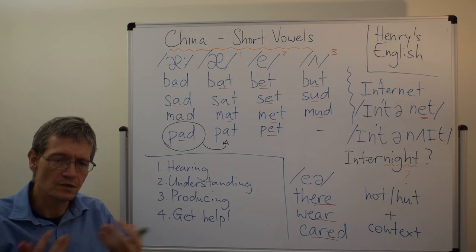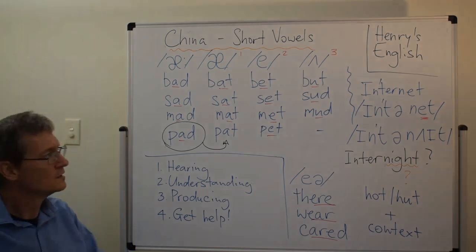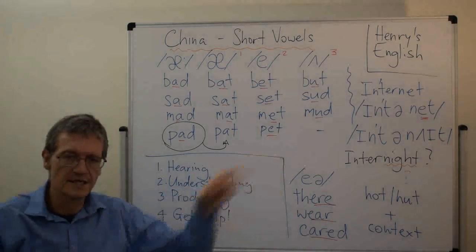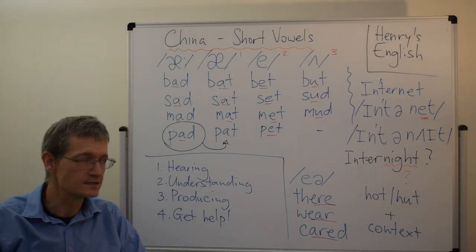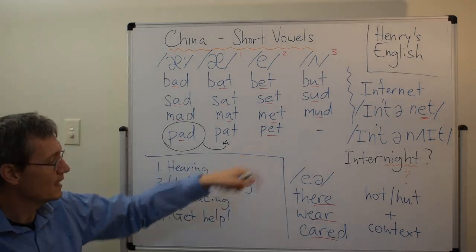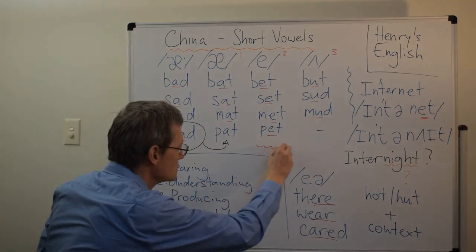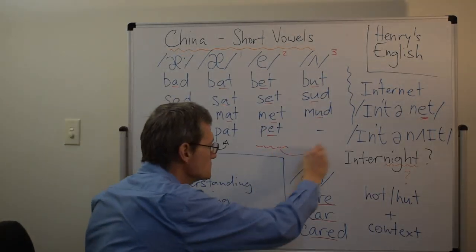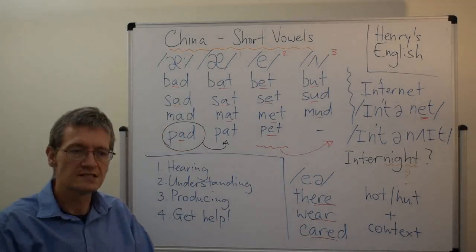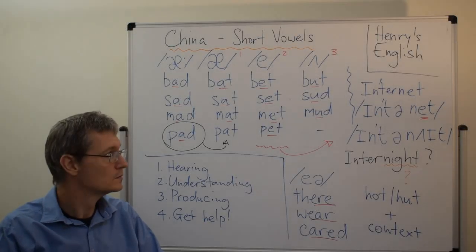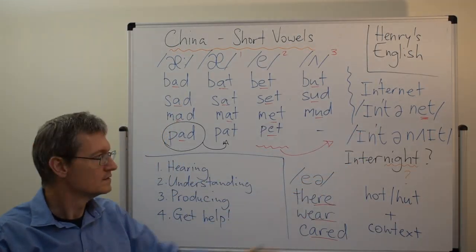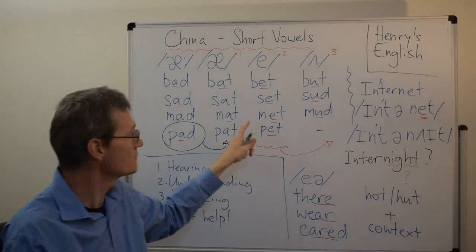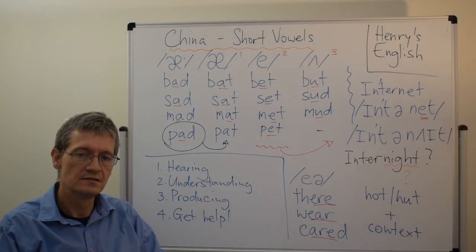So this is an overview of the problems that Chinese students face with vowel sounds. I'm actually going to go to a specific example of an issue that students often have, and that's the word internet. In fact, it's really about this short E sound. It's not just this word, but I'm going to focus on this word. It's pronounced internet. This E sound here is the short vowel sound, net, internet.